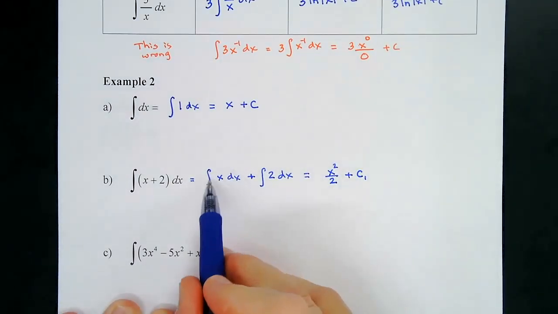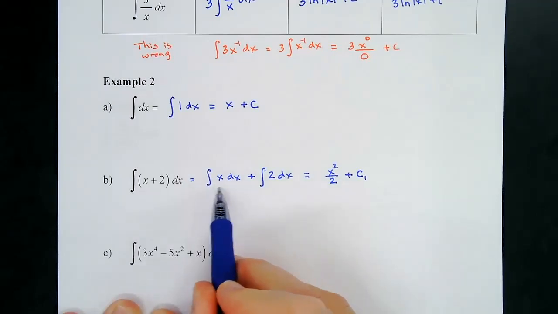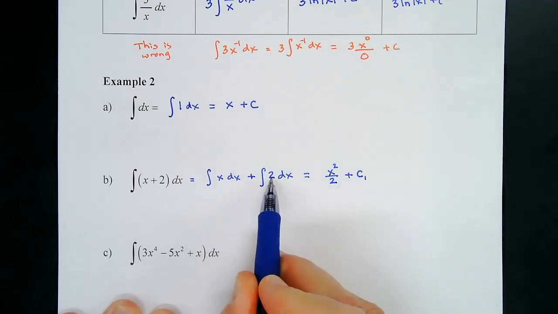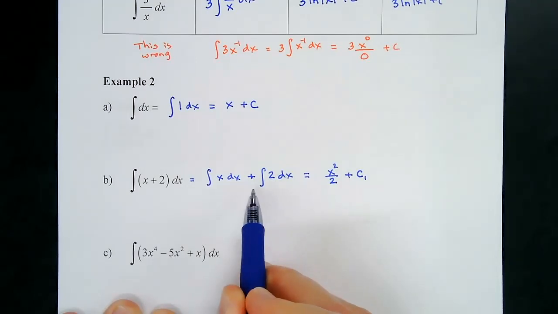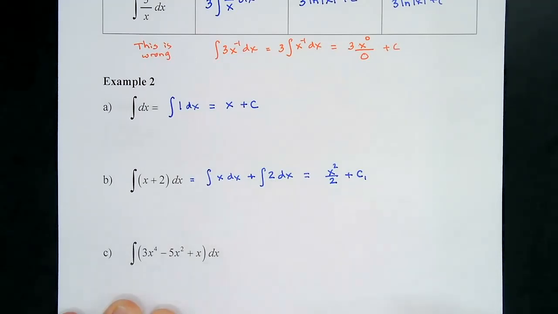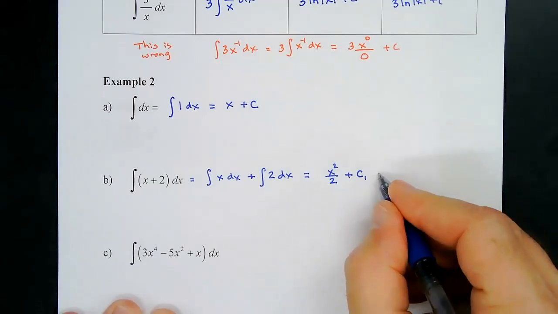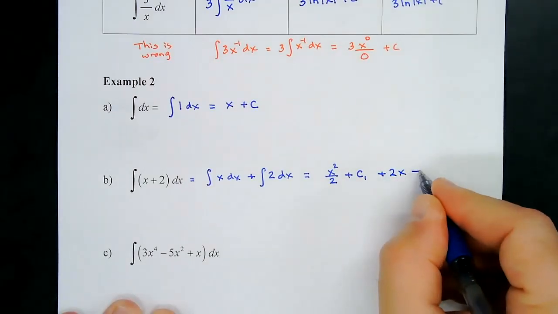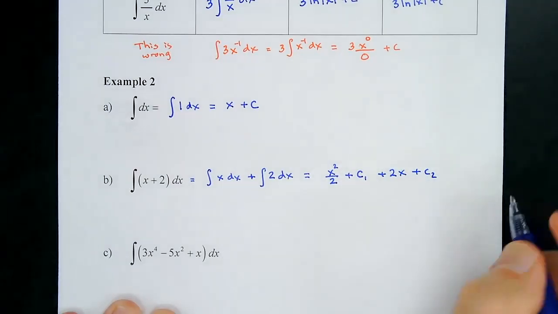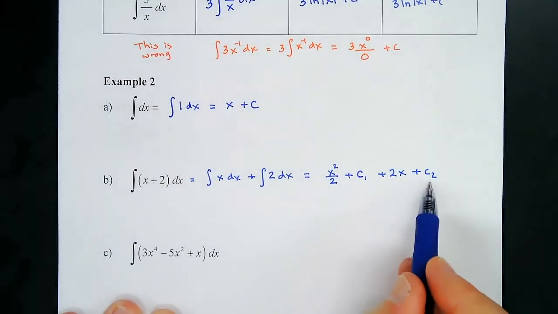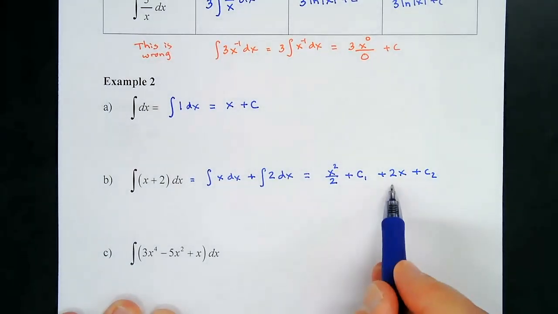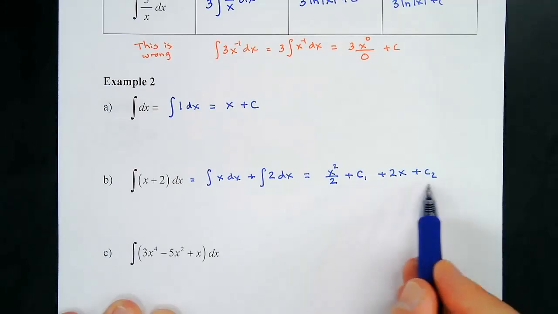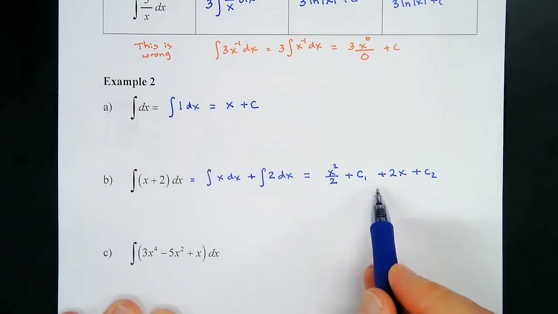When I integrate this, I'm going to get a constant out of it because this is a function all by itself. Then I'm going to add this integral. Well, this is a constant, and the only way you get a constant when you take the derivative is to have it be a power of x. So this becomes plus 2x plus some other constant, c sub 2. If this is a constant and this is a constant, we can just write that as one constant, because we would be able to add these together.